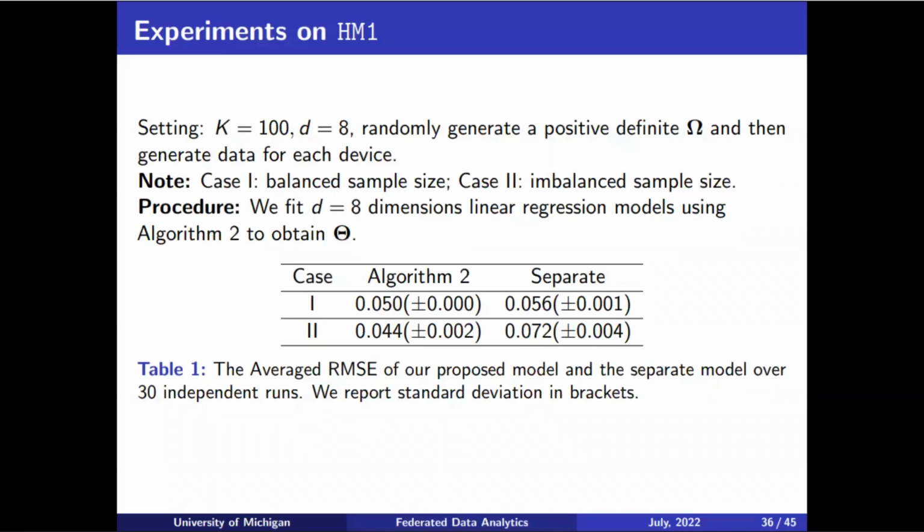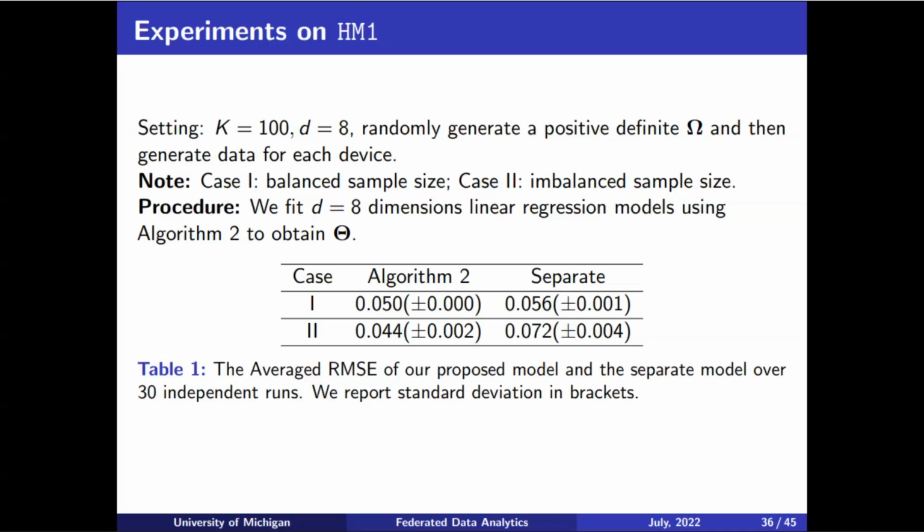Now, let me provide some empirical analysis on HM1 and HM2. In our first simulation, we create k equal to 100 devices, and the input dimension is 8. We randomly generate a positive definite matrix big omega, and we use this omega to generate device parameters and also generate data for each device. For the first case, we assign 200 samples to each device. Overall, this generates a balanced sample size scenario.